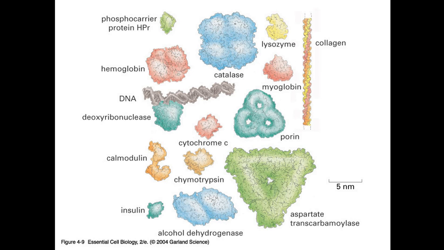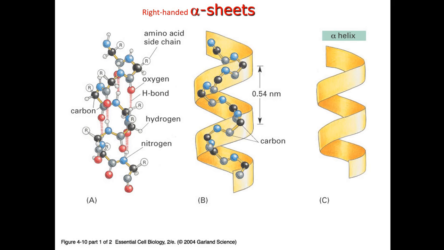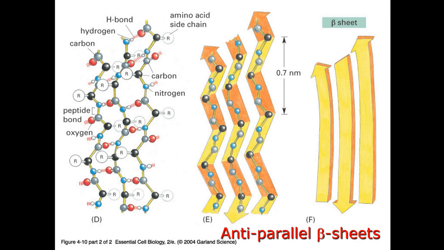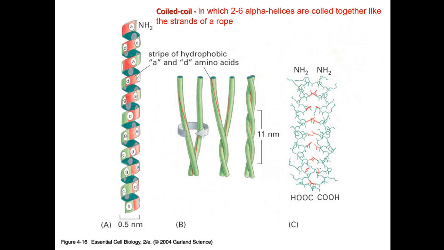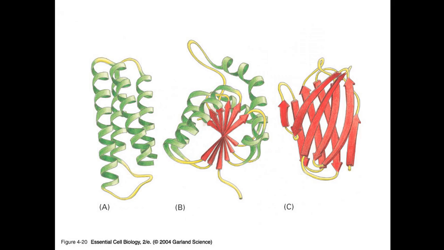Lysozyme, collagen. Collagen is the example of fibrous protein. Catalase is the example of globular protein, and hemoglobin is also an example of globular protein. So these are the different structures. Beta pleated sheets are formed by the hydrogen bonding between the helical structures. So these are the different examples.